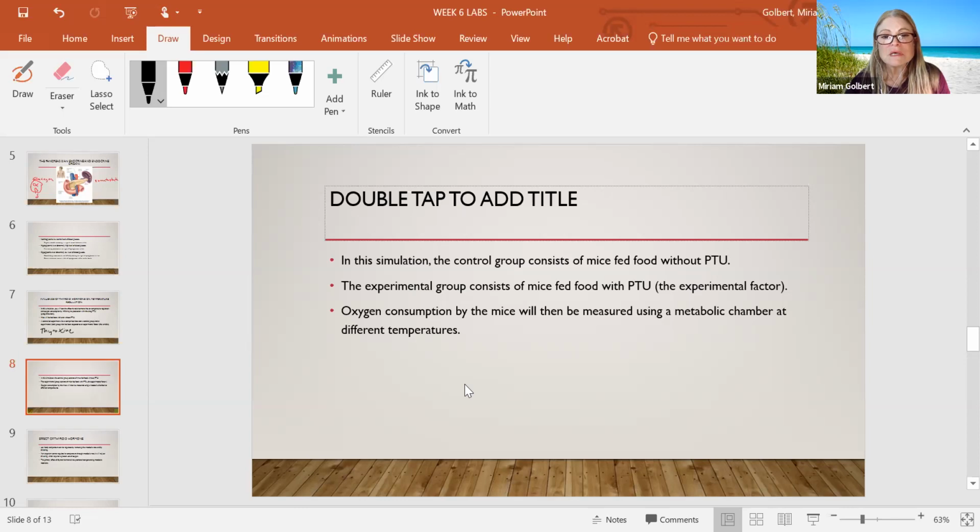And what we are going to measure is oxygen consumption. Oxygen consumption is a measure of metabolic activity, right? And why? Because thyroxine or thyroid hormone has to do with metabolism. The higher your thyroxine, the higher your metabolism, the more oxygen you consume. The lower your thyroid hormone, the lower your metabolism, and you consume less oxygen. The other thing that we're doing is varying the temperature of these two little animals in a little metabolic chamber and seeing how they react at different temperatures.